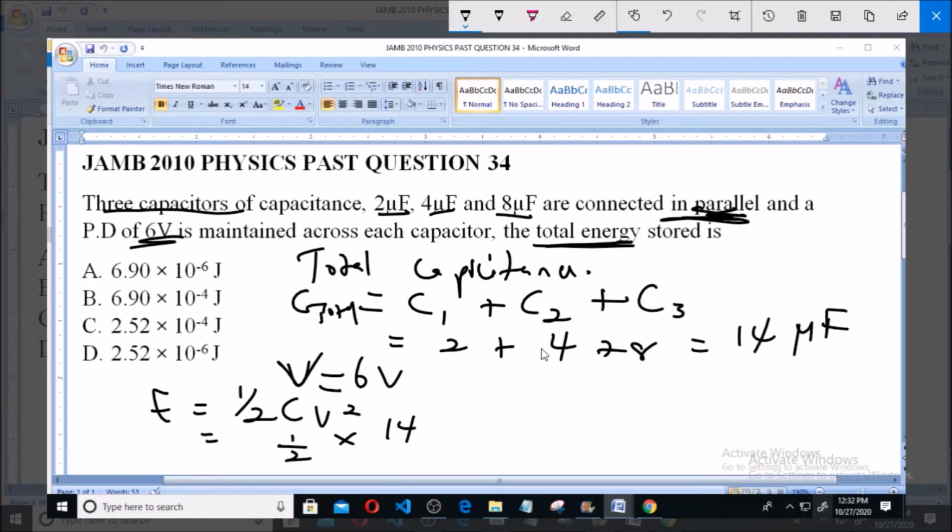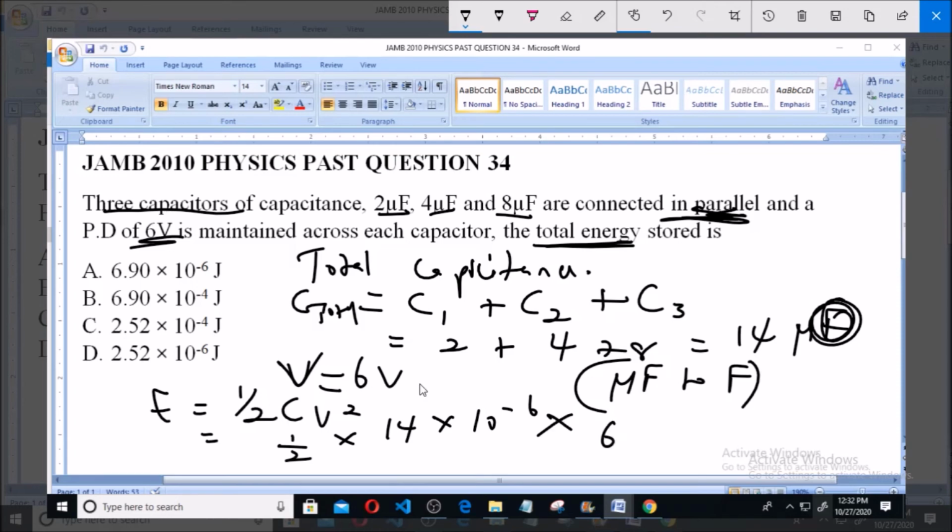Now we need to find our answer in farads, so we need to convert to farads. To convert from microfarads to farads, what you have is 14 times 10 raised to the power of minus 6. That's how you convert to farads. Multiply by 10 to the power of minus 6, then times the potential difference, 6 squared.